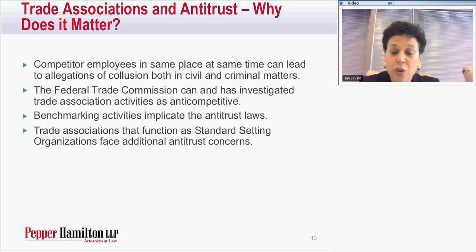So the question is, if all of those are legitimate pro-competitive activities, what are we talking about? What are the risks? And the risks are that competitors' employees in the same place at the same time can lead to allegations in both civil and criminal matters of collusion. The Federal Trade Commission can and certainly has investigated trade association activities, which Megan is going to talk about. Benchmarking activities can implicate the antitrust laws in that if you don't do it correctly and information is given on which competitors can actually project future prices, that can create some antitrust risk. Trade associations that function as standard-setting organizations, while standards are generally very good, also face additional antitrust concerns because whenever a standard is set, there also can be a lessening of competition.